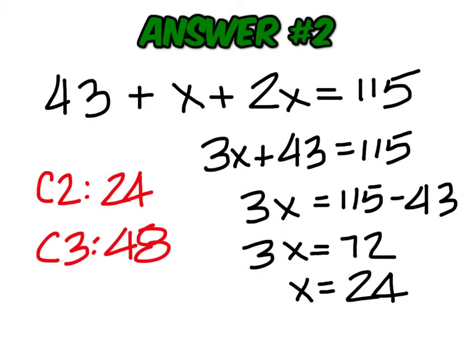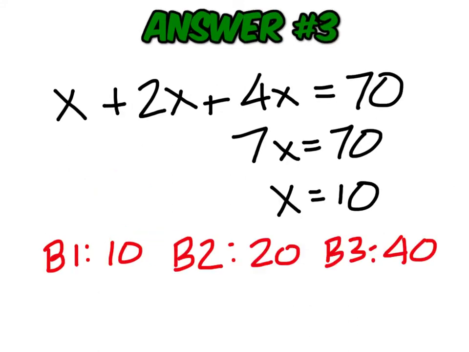On the second one, you have 43 plus x plus 2x equals 115. If you combine your x's, you get 3x, and then move the 43 to the right, you get 115 minus 43, which is 72. So 72 divided by 3 is 24. The second one is 24, and the third one is 48 when you go back and solve for it.